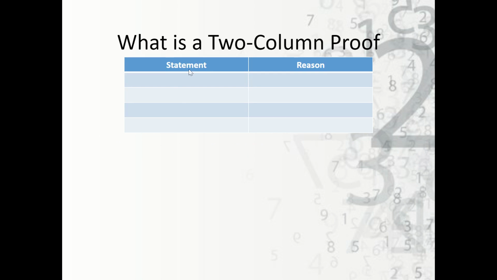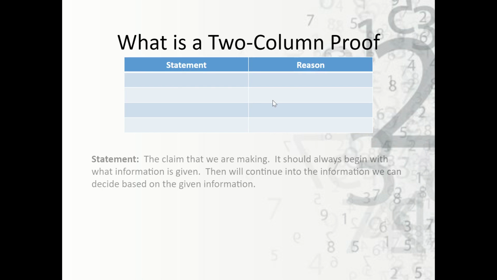So on the left side, we have our statement. And on the right side, we have our reasons. The statement is the claim that we are making. It should always begin with whatever information is given. Then we will continue into the information that we decide based on the given information. So, statement is basically what we know.